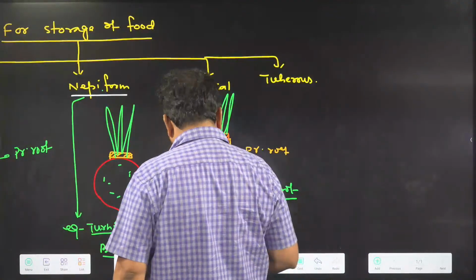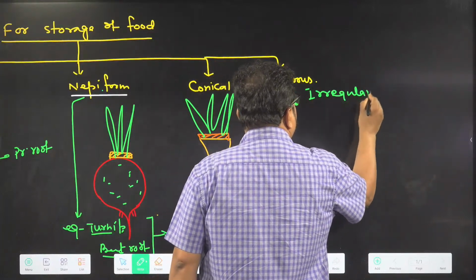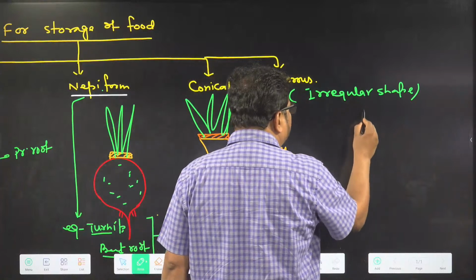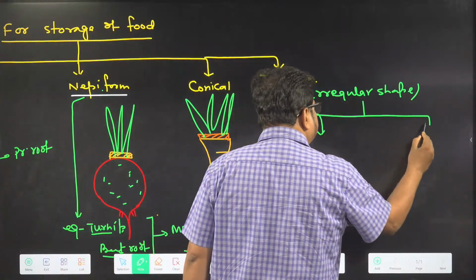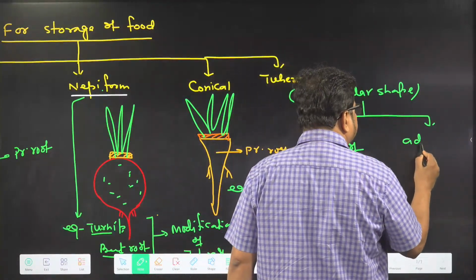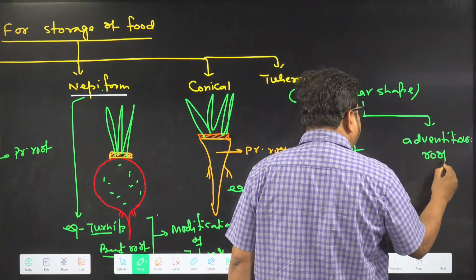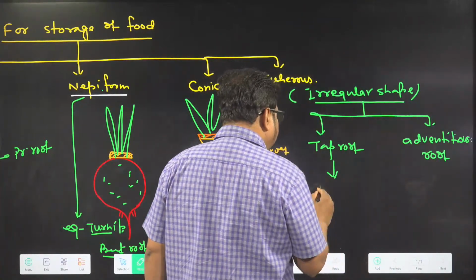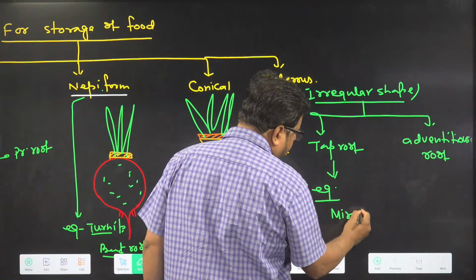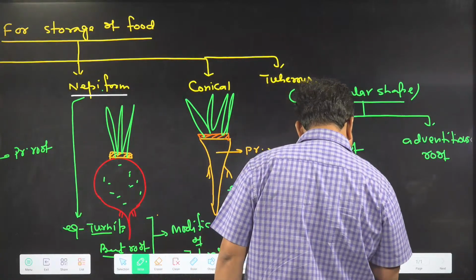So in tuberous root, I will write here, shape is what? Irregular shape. Here there is no specific shape, it has an irregular shape. And for tuberous I will write two types. Tuberous I will write here taproot, and here I will write adventitious root. Tuberous taproot and adventitious root, irregular in shape. Example of tuberous taproot is mirabilis. That is which one? Four o'clock plant.